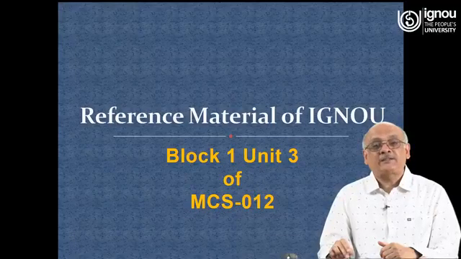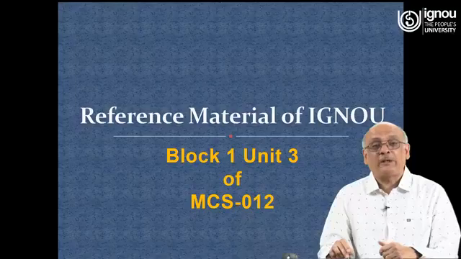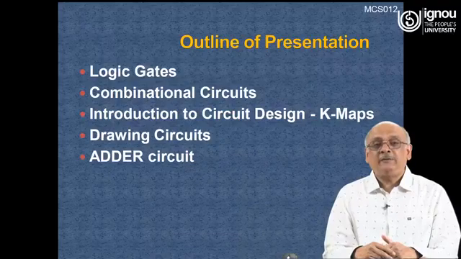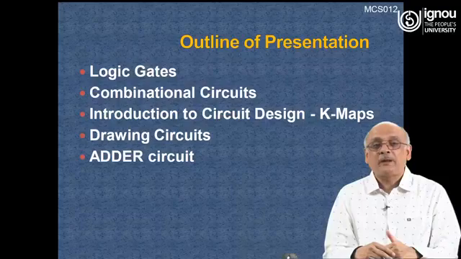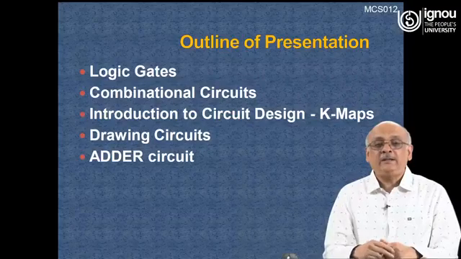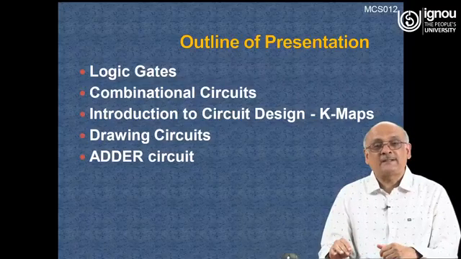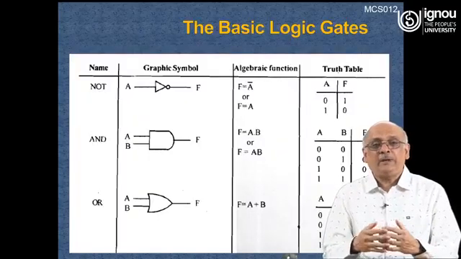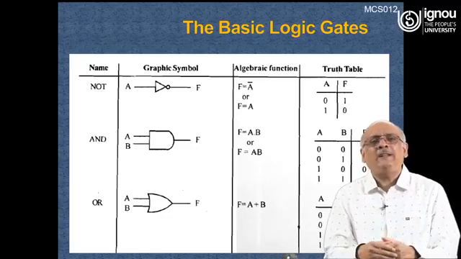In addition, in this block, we have referred to many textbooks. We have given references to many textbooks, so you can refer to those textbooks also in addition to this. The basic outline is we will be discussing logic gates, then we will discuss why we need combinational circuits, then we will go on to an introduction to circuit design using a typical technique called Karnaugh's map, which we have mentioned as K-map, and then we will be drawing the circuits, like how we can draw those circuits, and then finally we will discuss one of the most important circuits, which is called an adder circuit. So this is what I would like to discuss with you in a short span of around an hour or so.